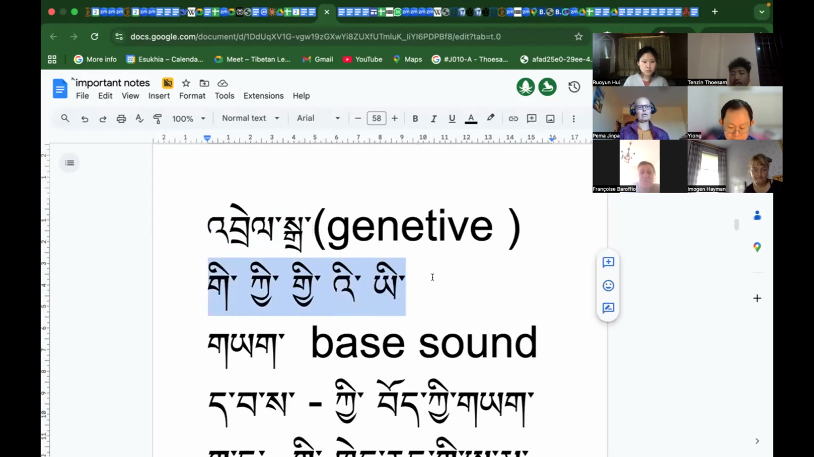In English, I think it's apostrophe S. Or sometimes you can also use of, a book of Tenzin, people of Tibet. So of or apostrophe S, I think. So it works like this.